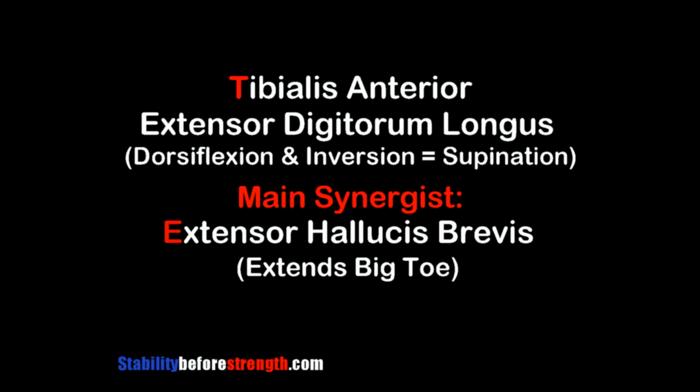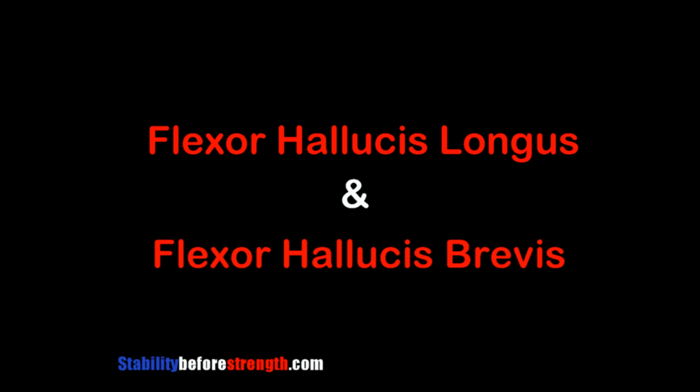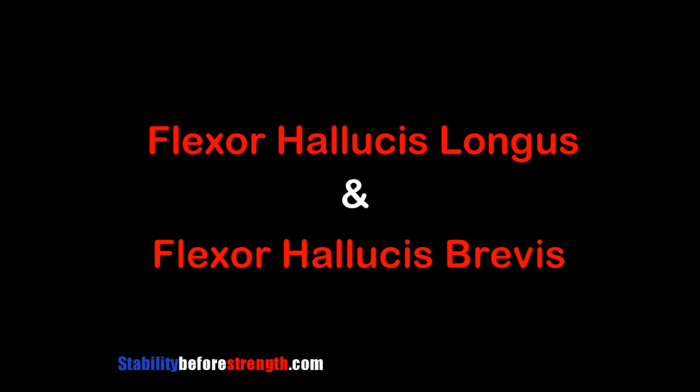Now let's find out the muscles that go against the movements of the muscle, the antagonist muscles. Antagonist muscles include the flexor hallucis longus and the flexor hallucis brevis. So pretty much the opposite. Instead of extensor, flexor hallucis longus and brevis. Now, can you name the antagonist muscles of the extensor hallucis longus? The flexor hallucis longus and flexor hallucis brevis.